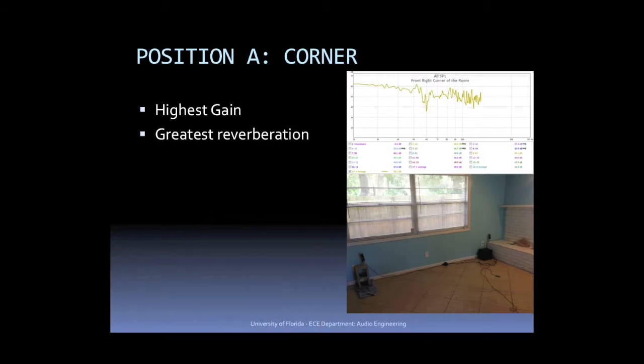So for the first part of this experiment, we're setting up the room with two satellite speakers in opposing corners of the room, and then putting the subwoofer in the front right corner of the room. We send out a 0 to 200 Hz test signal, and the frequency response is given in the top right corner. The output of this signal provided the highest gain and the greatest reverberation.